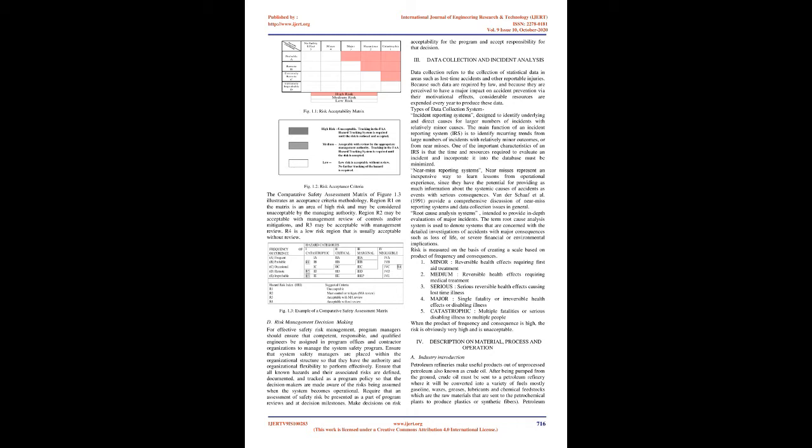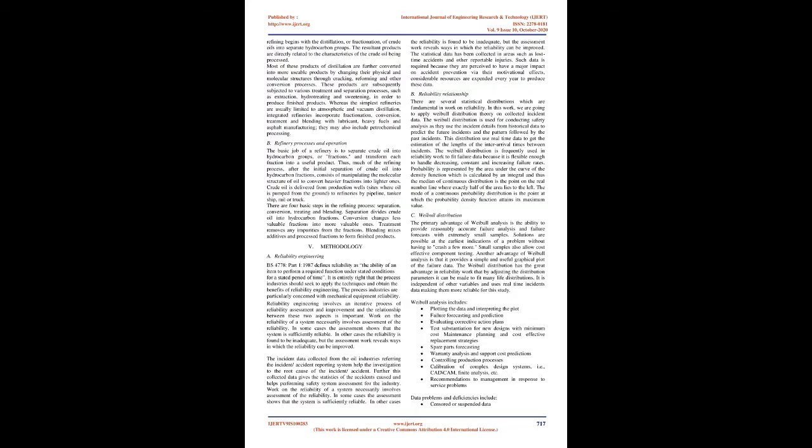C. Comparative safety assessment. Assessment of risk is made by combining the severity of consequence with the likelihood of occurrence in a matrix. Risk acceptance criteria are shown in Figure 1.1 and Figure 1.2. The comparative safety assessment matrix of Figure 1.3 illustrates an acceptance criteria methodology. Region R1 on the matrix is an area of high risk and may be considered unacceptable by the managing authority. Region R2 may be acceptable with management review of controls and/or mitigations, and R3 may be acceptable with management review. R4 is a low-risk region that is usually acceptable without review.